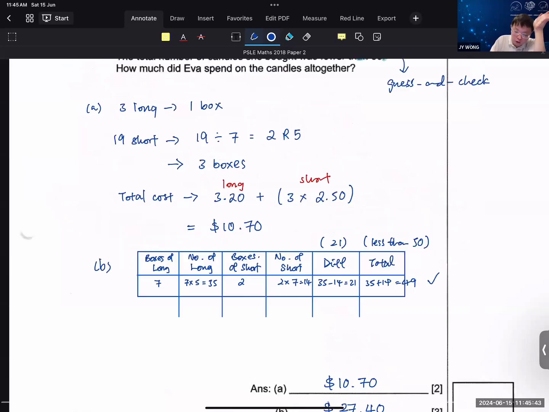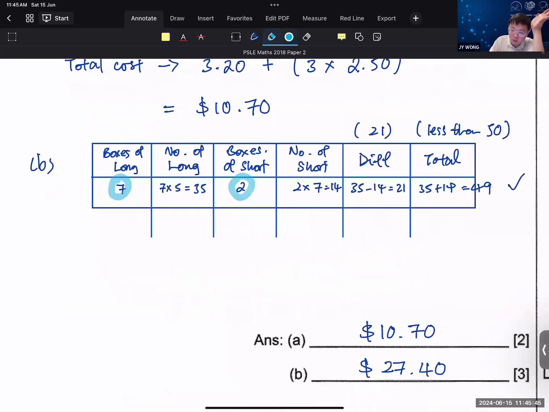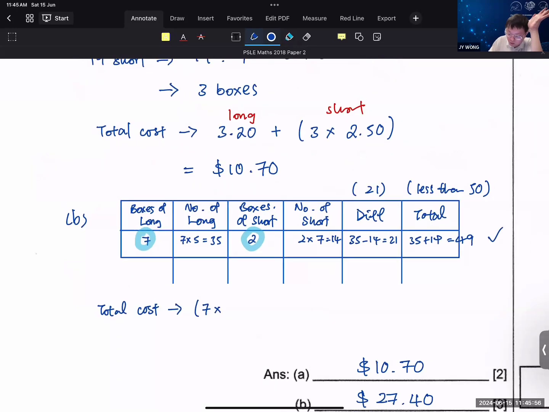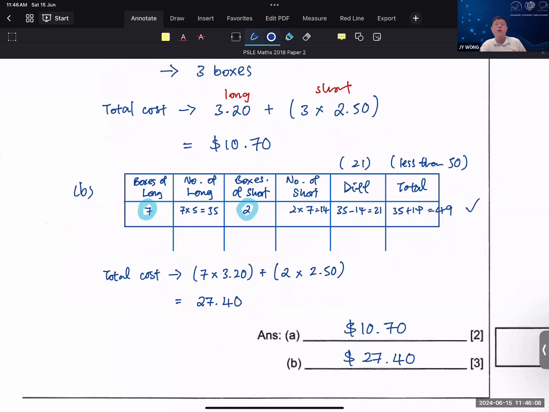So now that you have found she bought 7 long boxes and 2 short boxes, the total cost, 7 long boxes, 1 box of long is 3.20. Plus 2 short boxes, 1 box of short is 2.50. That will give you $27.40. So after you found how many boxes you buy, you still need to go and find the total cost.